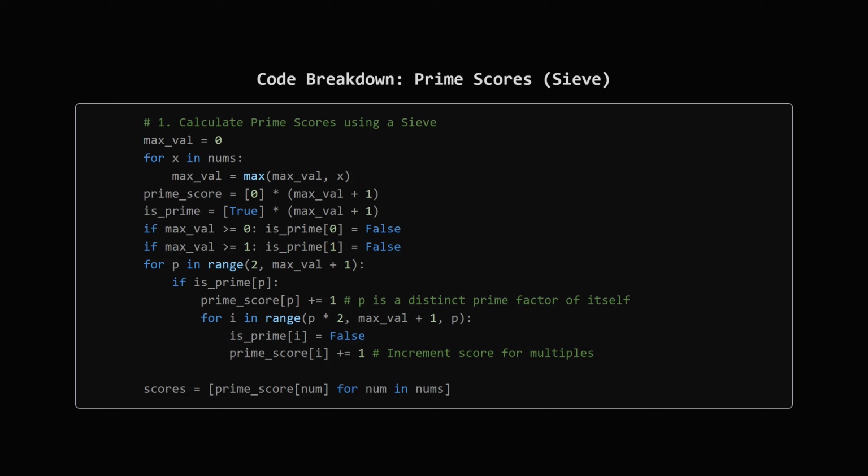We find the biggest number in the input first. Then, we use a method similar to the sieve of Eratosthenes. We iterate from 2 up to the maximum value. For each prime number p we find, we go through all its multiples and increase their prime score count by 1. This efficiently pre-calculates the number of distinct prime factors for all numbers, up to the maximum value we'll encounter. Finally, we create a scores list that maps the original nums to their calculated prime scores.